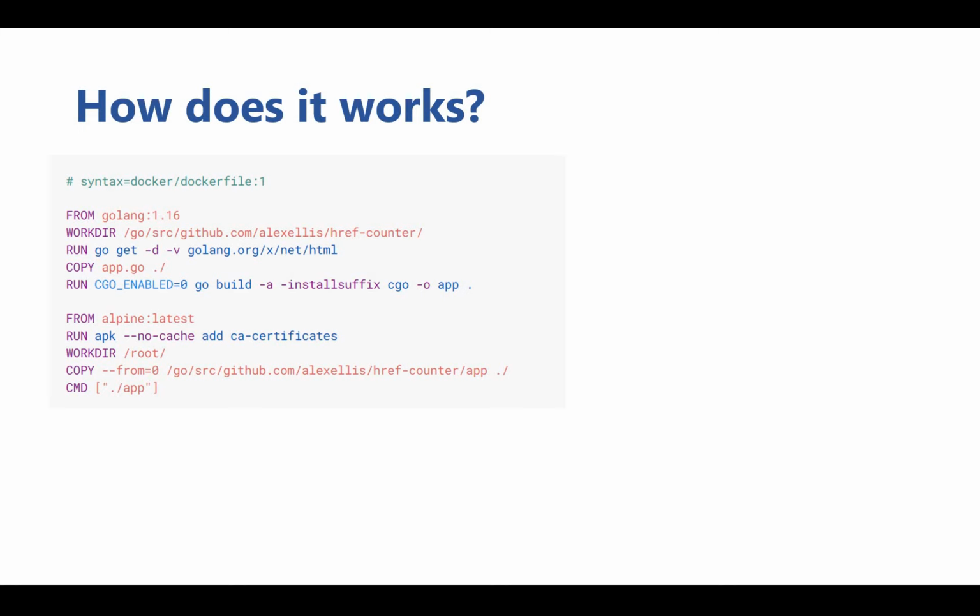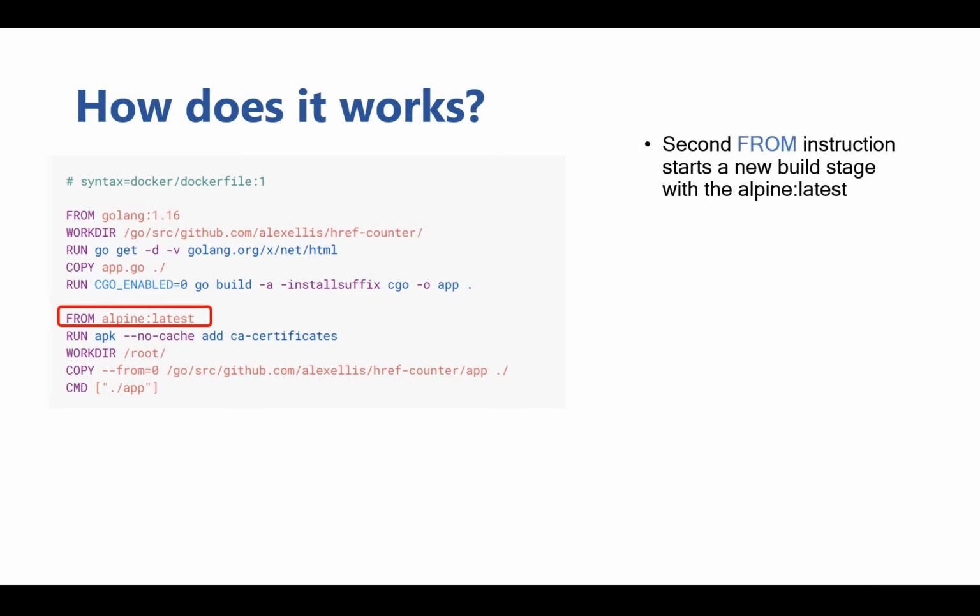Now the second part is a second stage. In the second stage, it will use Alpine and copy only the app from the location. And you can see we are using copy from, right? In the second part you have a second FROM instruction to start a new build stage, and that is talking about using the Alpine latest image, right?